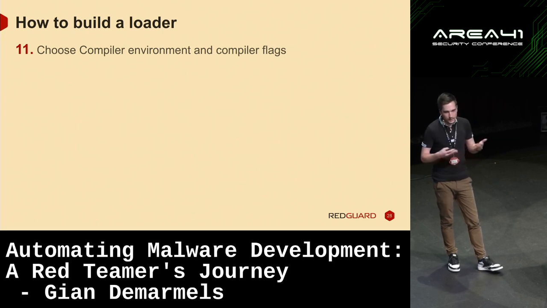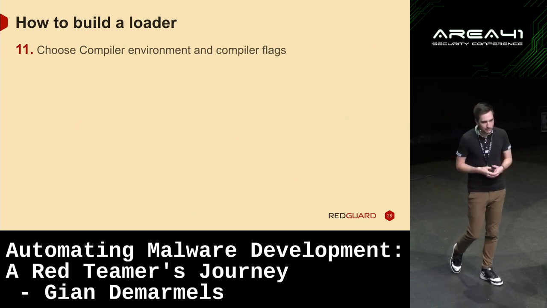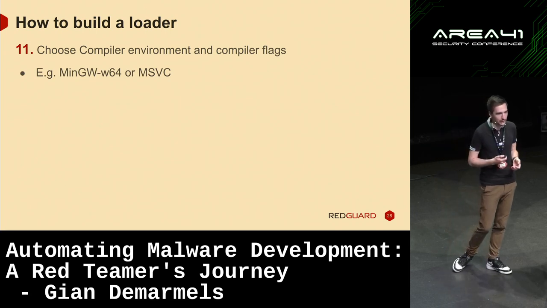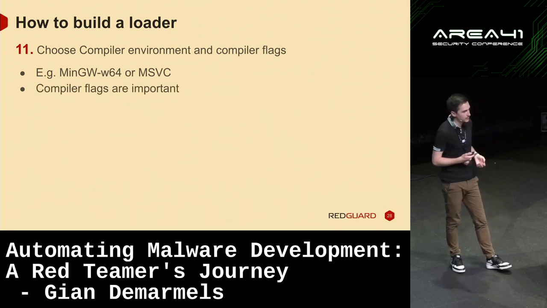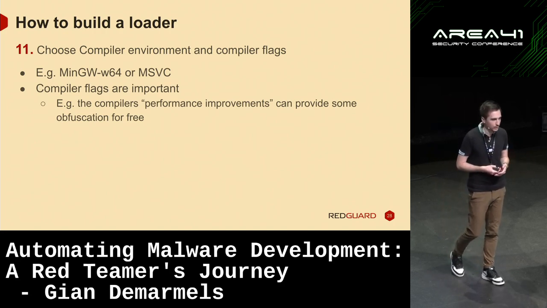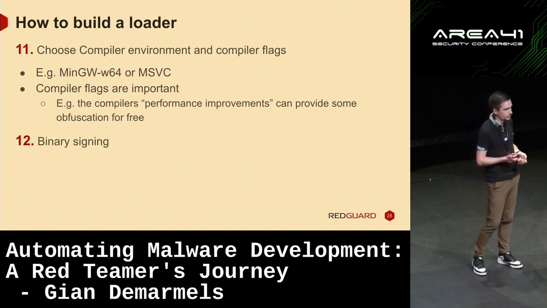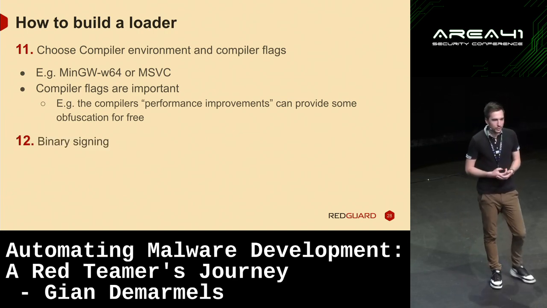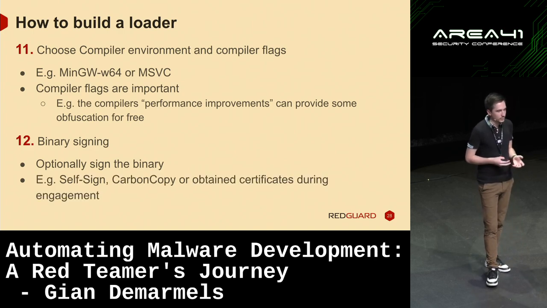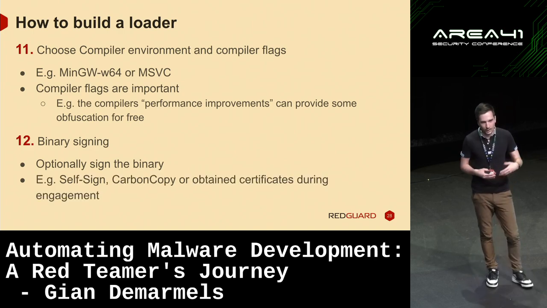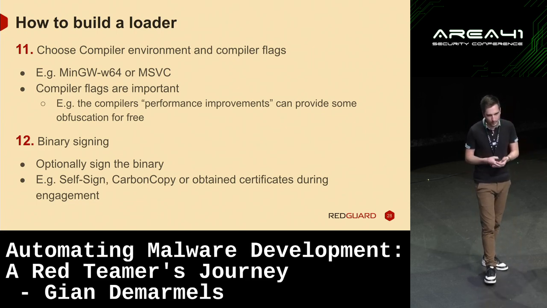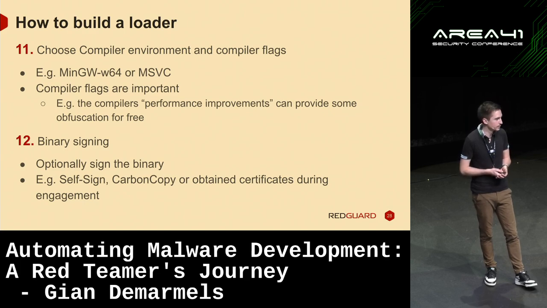Then we need at some point to compile our code. This can be with various compilers. Here, just to mention that the compiler flags might also play an interesting role where you can choose various options. As a last optional step, you can also think about signing your binary. You can either self-sign it, or if you were able to compromise some code signing certificate in an operation, you can use that, for example.